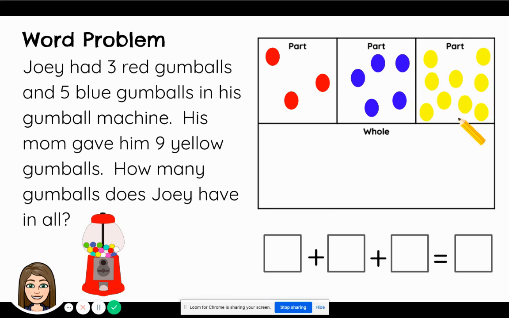Let's count the parts together. 3, 4, 5, 6, 7, 8, 9, 10, 11, 12, 13, 14, 15, 16, 17. I know Joey has 17 gumballs in all. Now, let's write an equation to match the word problem. Turn and tell someone at home how you would write this equation.